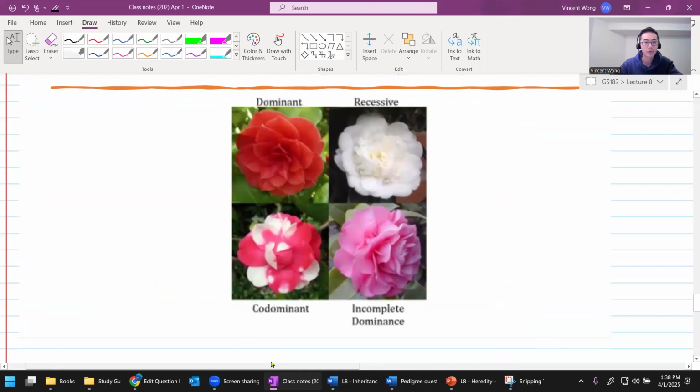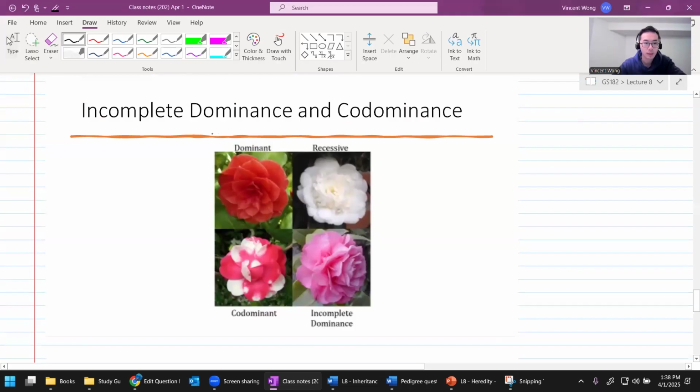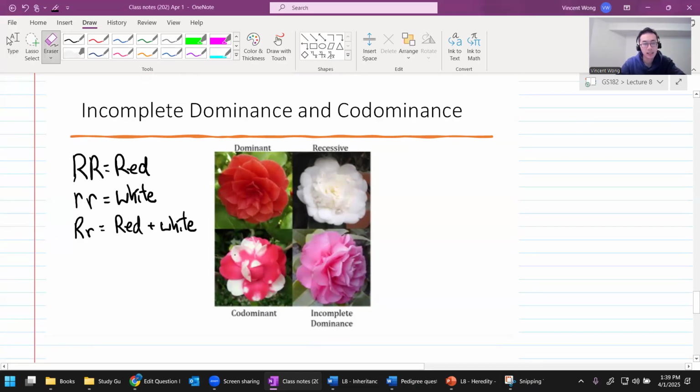There are other characters that follow other inheritance patterns, like this one. Normally we would have big R, which would be red, and small r would be white. But in the case of codominance, or codominant inheritance pattern, big R, small r is going to be red and white at the same time. Okay, red and white at the same time. So that's called codominance.